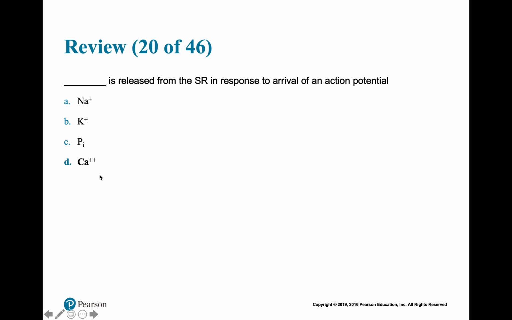Calcium is released from the SR, because that's what the SR does. The sarcoplasmic reticulum stores lots and lots of calcium. So as soon as those voltage-gated calcium channels are opened, calcium is going to follow its concentration gradient and rush out to the cytoplasm.